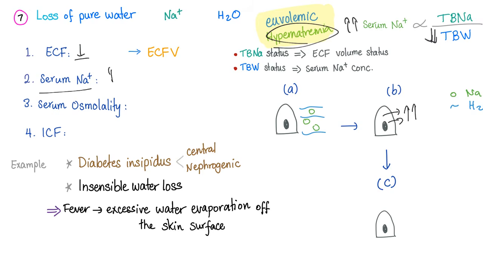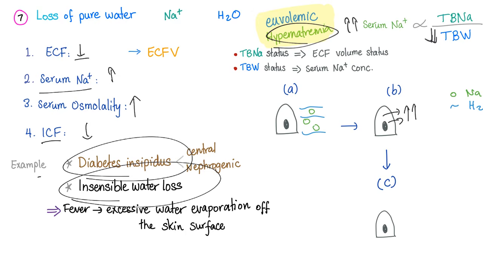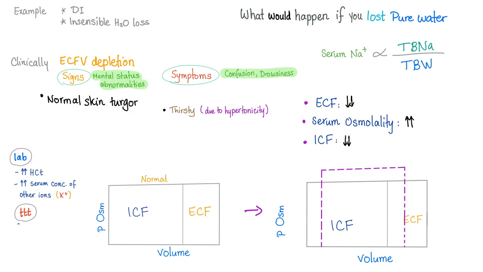Serum sodium is going to be high. Serum osmolality is going to be high. ECF is going to contract. Example, diabetes insipidus or insensible water loss in cases of fever. You're losing pure water. Let's use the graph.